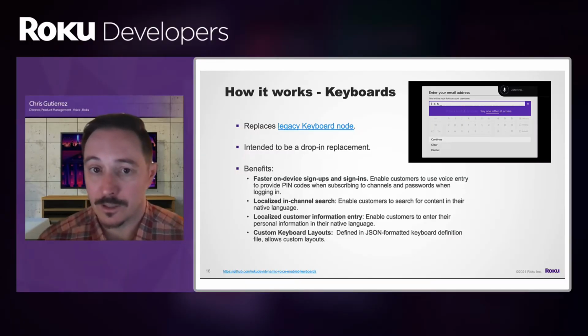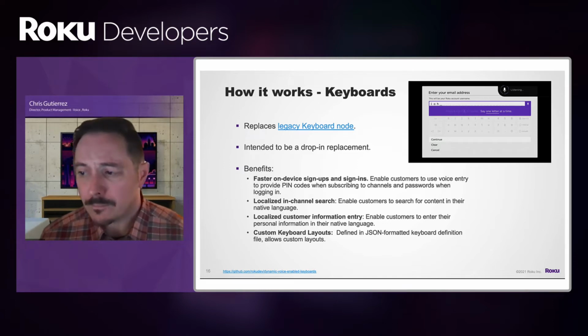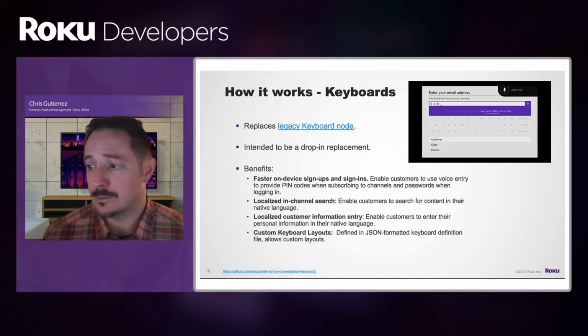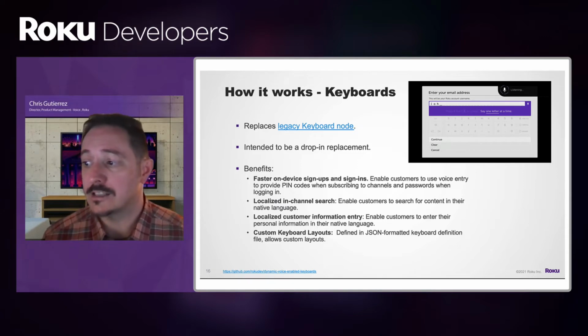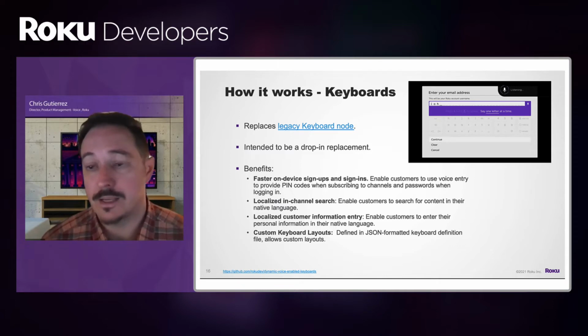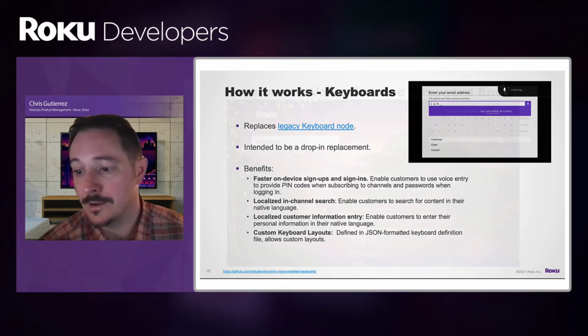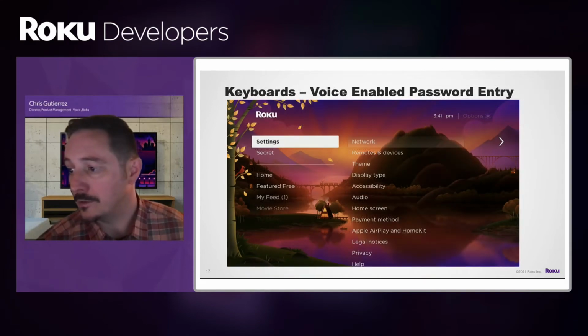It also, as I mentioned earlier, will give you the ability to have voice search in your channel. So if they're on your search page, they can enter whole words and you can fulfill those. And then, we define the base class, but you have the ability to have a JSON formatted keyboard definition file. So you can riff off this basic keyboard to modify, which should be a lot easier to extend for international or for custom cases. Okay, so let's look at a video of how this works.